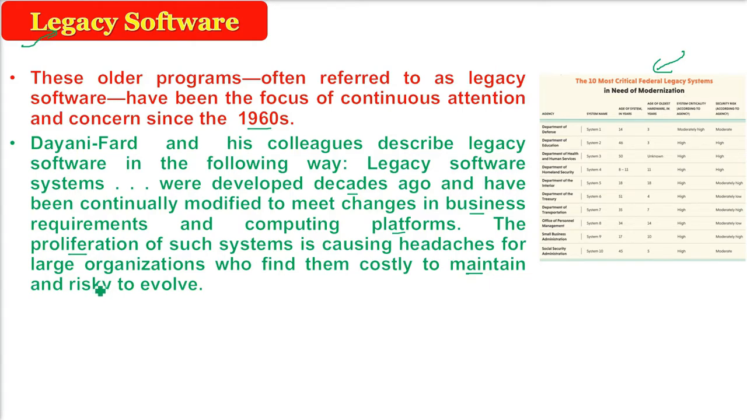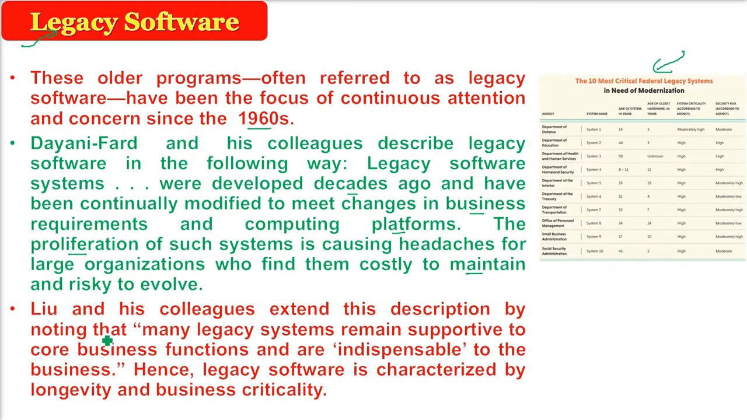Now, let me give you an example. Windows 7, the support is not there. How to work with software which was developed on Windows 7? Liu said that many legacy systems are so important that they are indispensable. That is, they are inevitable. You cannot change them. You cannot get another software in place of them. According to Liu, legacy software is characterized by longevity, the time span, how critical they are for your business, your work, your job. Mainly you will go to the defense services and some government software, which are mostly legacy software.